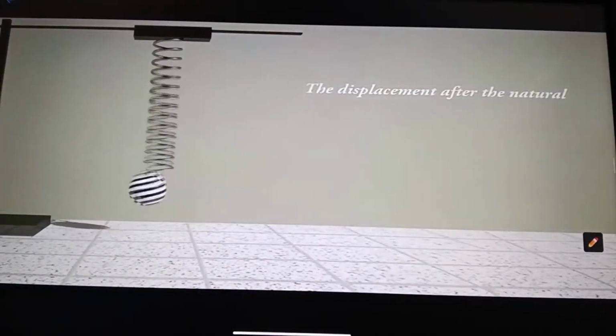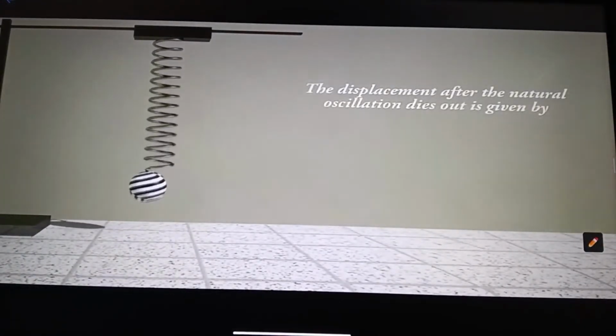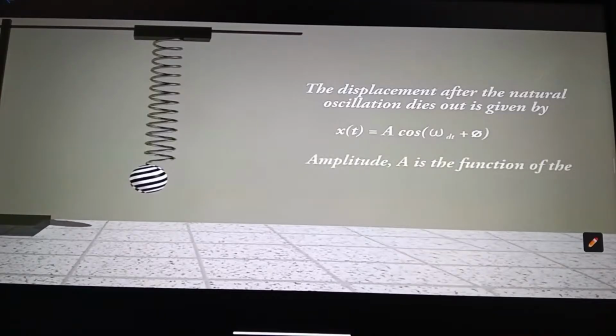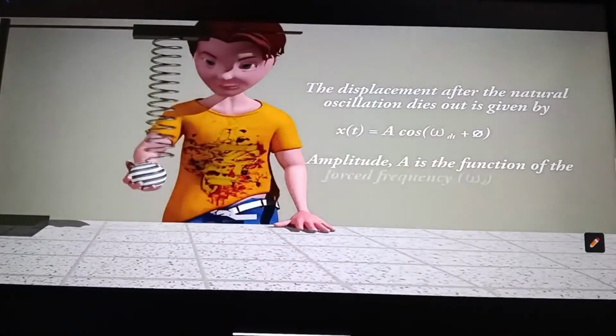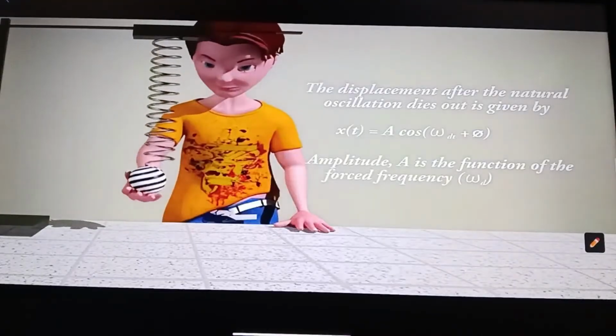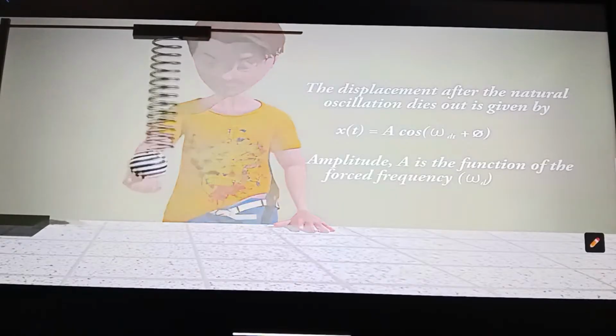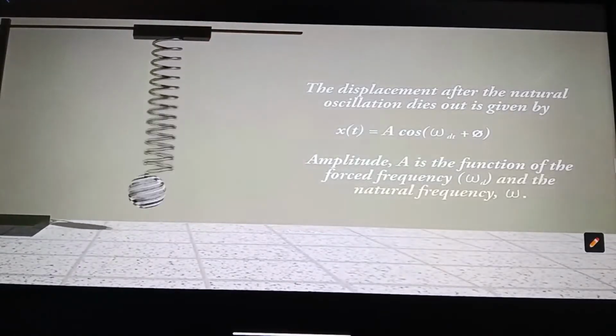The displacement after the natural oscillation dies out is given by x(t) is equal to A cos (omega d t plus phi). Amplitude A is a function of the forced frequency omega d and the natural frequency omega.